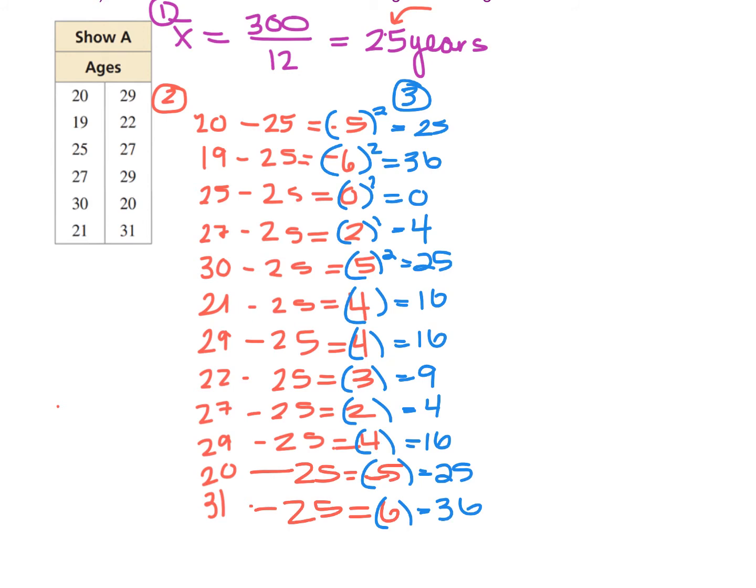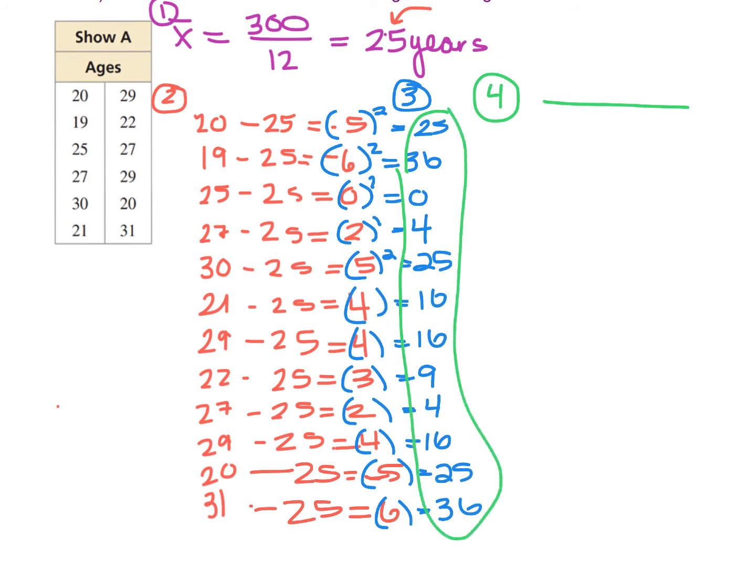We then found each deviation. We then square each deviation. And then our fourth step is to find the average of all of those deviations. And we find the average by adding them all up. So we're going to take each of these values and add them up together. If we add them up together, we end up with a total of 212. And then from there, we're going to divide by how many we have, which is 12.